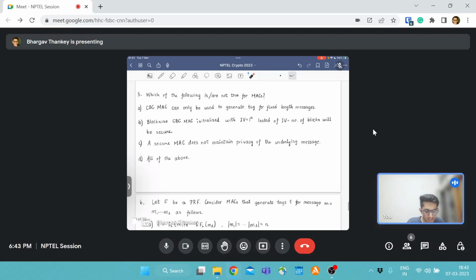What about option C? Option C is a secure MAC does not maintain privacy of the underlying message. Well, that is true. A secure MAC merely authenticates the message. Unless you encrypt the message, you do not maintain the privacy of the underlying message. So C is true. And all of the above cannot be true because A and B are not true. So only C is true here.